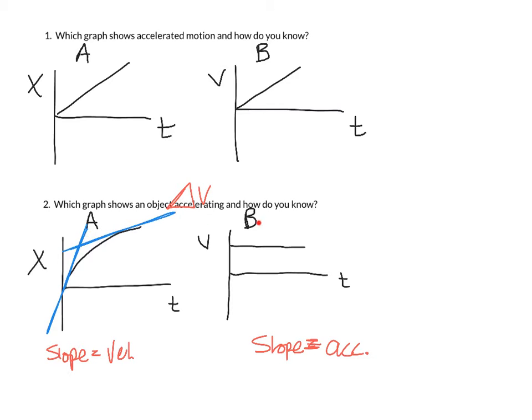And again, how do you know? Because the xt graph is a curve, which means its slope is changing, and its slope is velocity. So changing velocity means acceleration. Are you all hearing that? You know that this graph is showing accelerating motion because it is a curve, which means the slope is changing. And the slope is velocity, and a changing velocity is what we call acceleration. I hope you get that. All right, next slide.